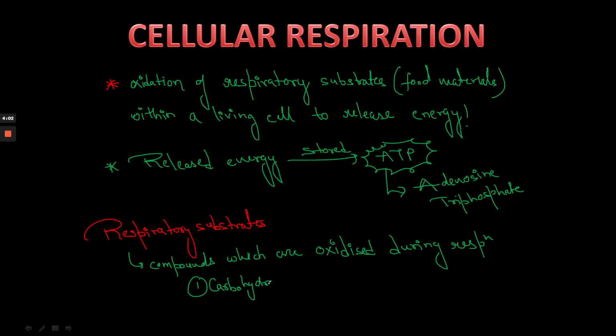So carbohydrate, then fat, also protein can be utilized, and sometimes certain organic acids as well. So the most commonly used one is carbohydrate, for example glucose. Other than that, if carbohydrate is not present, then fat will be utilized. If both carbohydrate and fat are not present, then protein will be utilized. It is like this, okay? So respiratory substrates are the compounds which are oxidized during respiration.